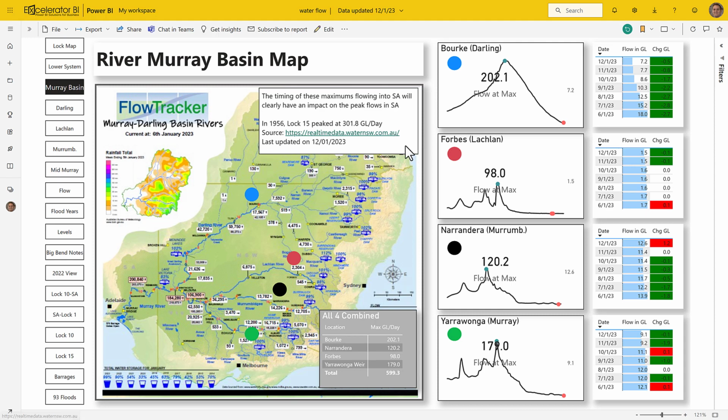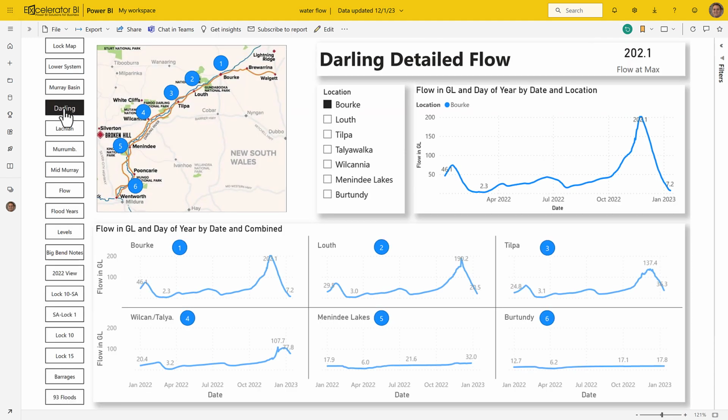So if we just jump over to the Darling now, you'll see there's the peak of 200 gigalitres at Bourke. These numbers are getting lower and lower, consistent with what we saw in the Murray data between flow to SA and Lock 1, and also Lock 10 and the flow to SA. It seems we have a peak here of around 107 at Wilcannia. So that's at this point four.